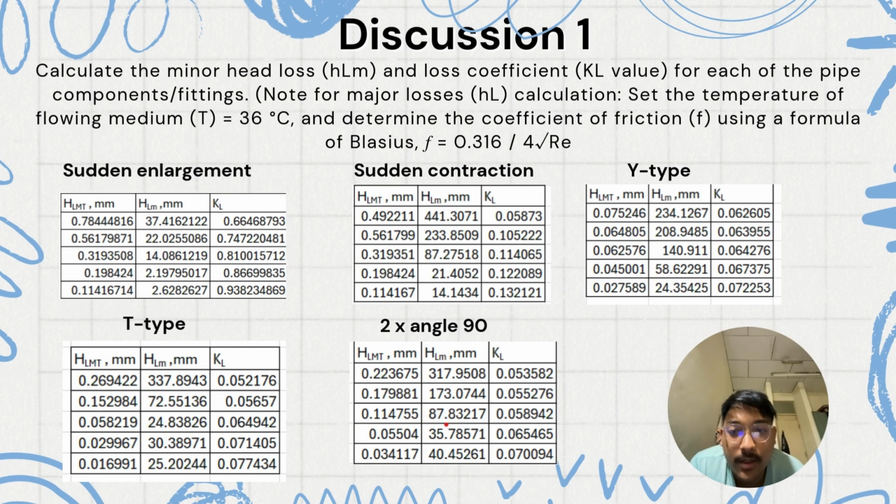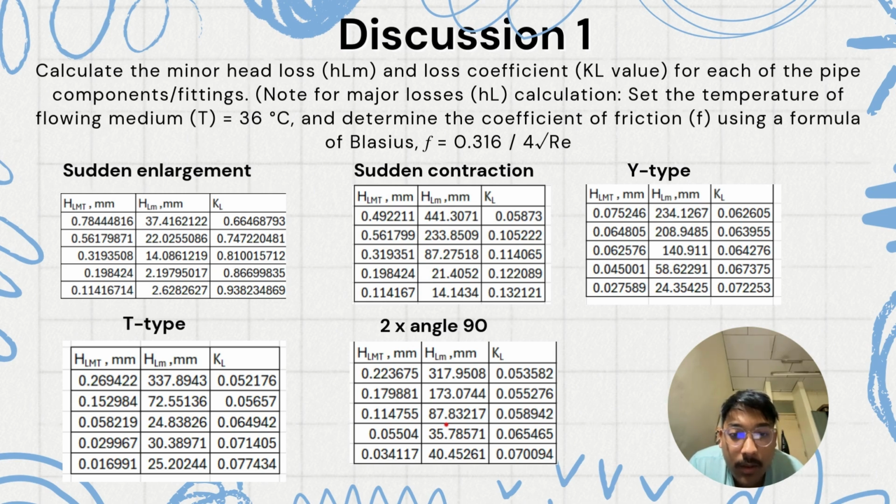Alright, next for the discussion, I get the part to calculate the minor head loss HLM and loss coefficient KL value for each of the pipe components and fittings. And note that for the major loss HL calculation, set the temperature of the flowing medium T equal to 36 degrees C and determine the coefficient of friction f using a formula basis.